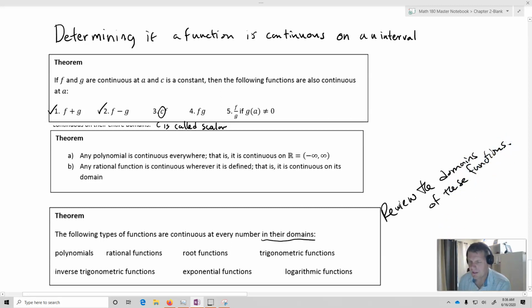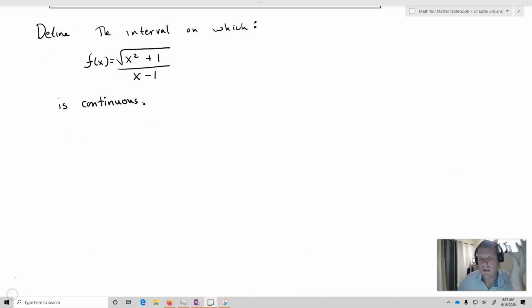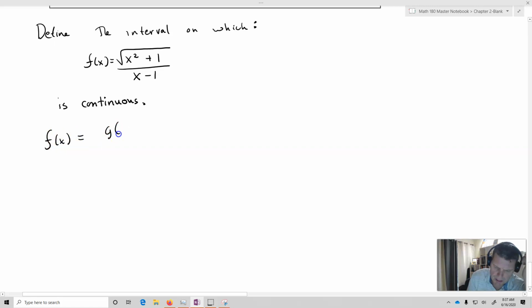Now let's take a look at an example as to how we're going to use something like this. Let's define the interval on which f of x equals the square root of x squared plus 1 over x minus 1 is continuous. If we remember this, let's imagine that f of x equals, and we're going to call it, g of x over h of x. It's basically a division, kind of like that division one that we had there.